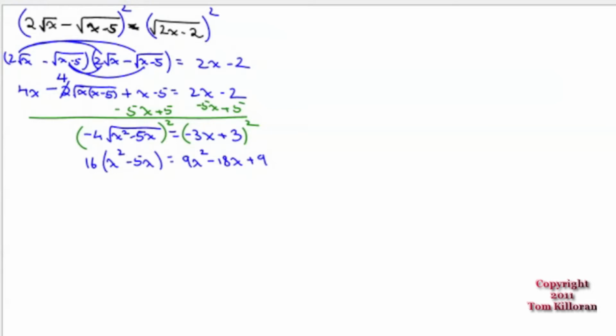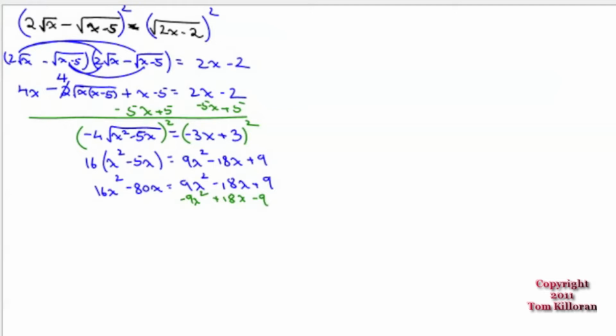Distribute the 16. 16x squared minus 80x. And then this is 9x squared minus 18x plus 9. Now what should you do? Combine like terms. I mean, we get everything on one side of the problem. Which side do you want to move them to? Do you want to move everything from the right to the left, or everything from the left to the right? Right to the left, keep that x squared positive. So subtract all this mess over. So subtract 9x squared, add 18x, minus 9.